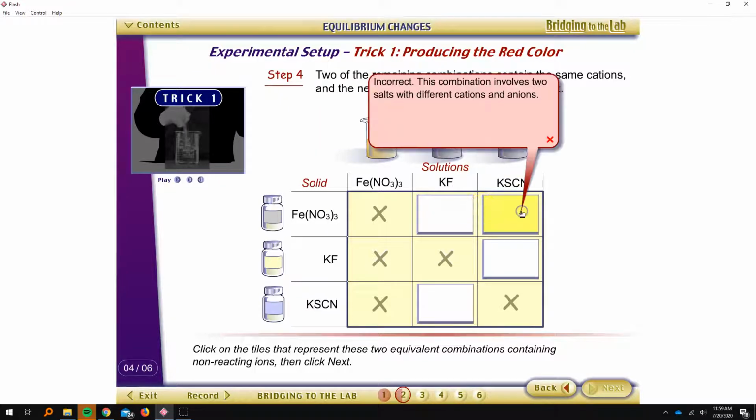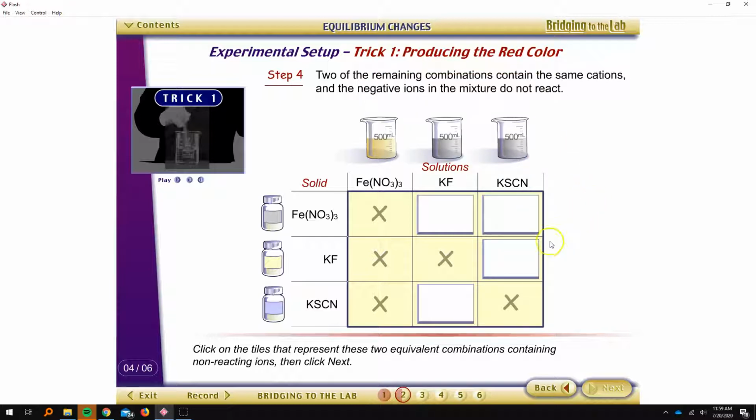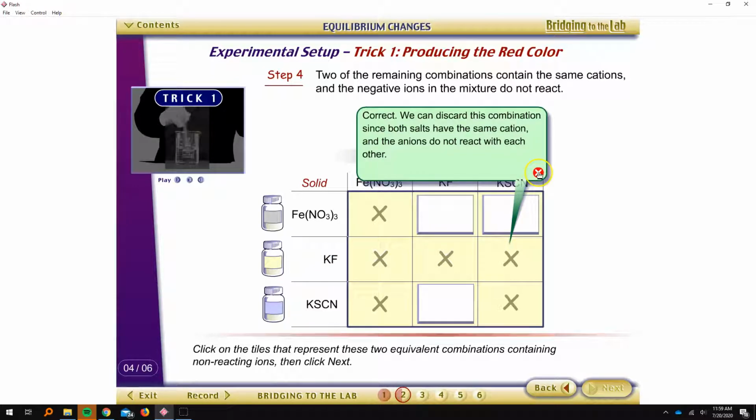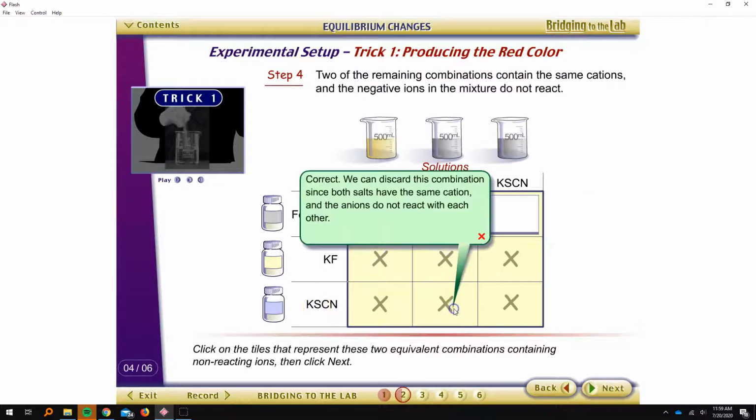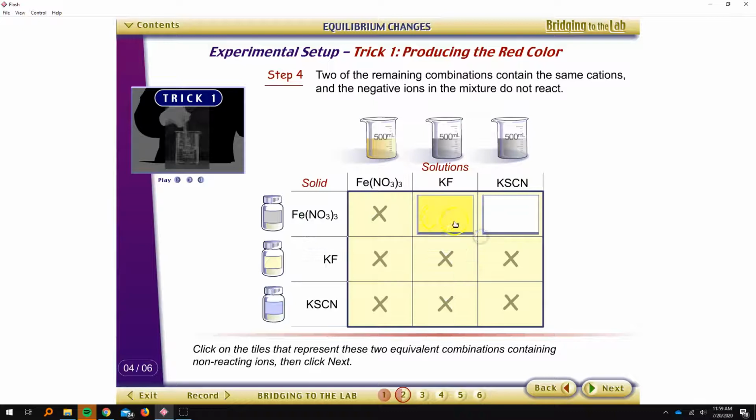What about here? Two salts with different cations and anions. So these are possibility of reacting. Now we have K, potassium, and potassium. So yeah, we can get rid of that because we have the same cation. What about here? K and K. Yeah, we can get rid of those. So these are the only things that are possibilities. This, hooking up with that, or with that. So let's see what this gives us.